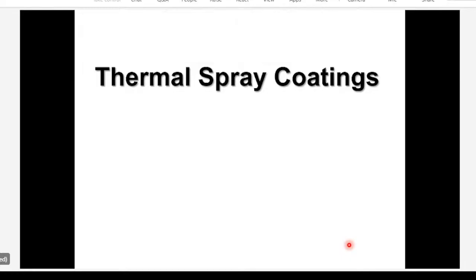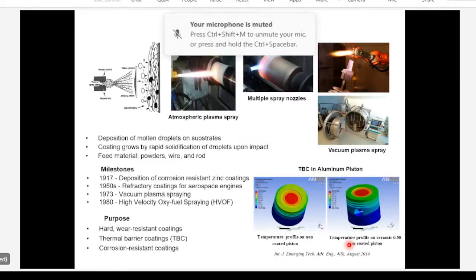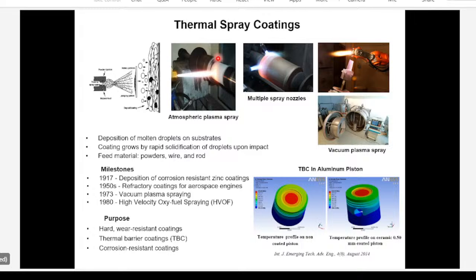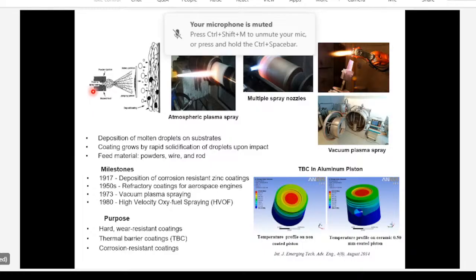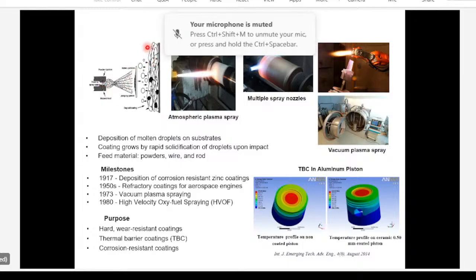Let's look at thermal spray coating. In thermal spray, we actually melt and spray the coating material on a surface. So you can use some kind of a plasma gun or even a welding torch to melt the feed material and create droplets that will impact the surface and build up the deposit.